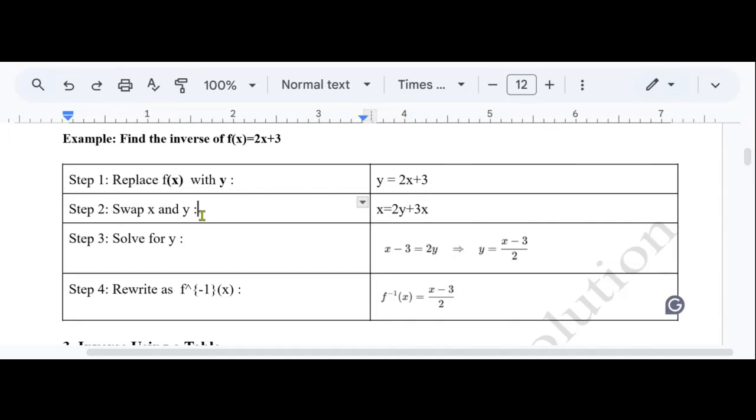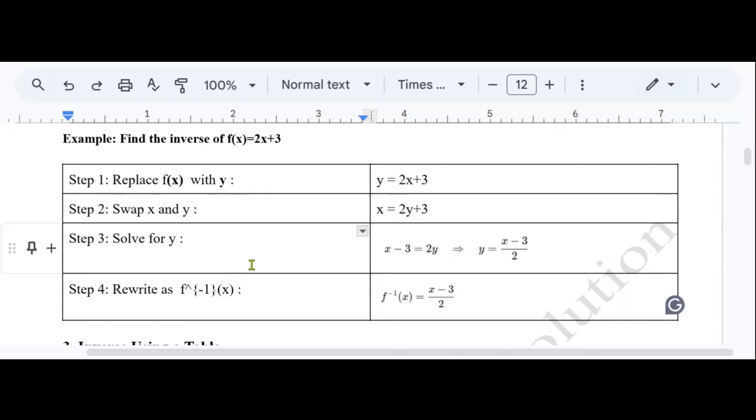Step 2, please. Can you read? Step 2, swap x and y. Every time you see y, replace it with what? Every time you see x, replace it with what? Y. So here I have y, I'll make it x, and x becomes y. Yes, thank you. I'm sorry, I make some mistakes. Please forgive me. Okay, all right.